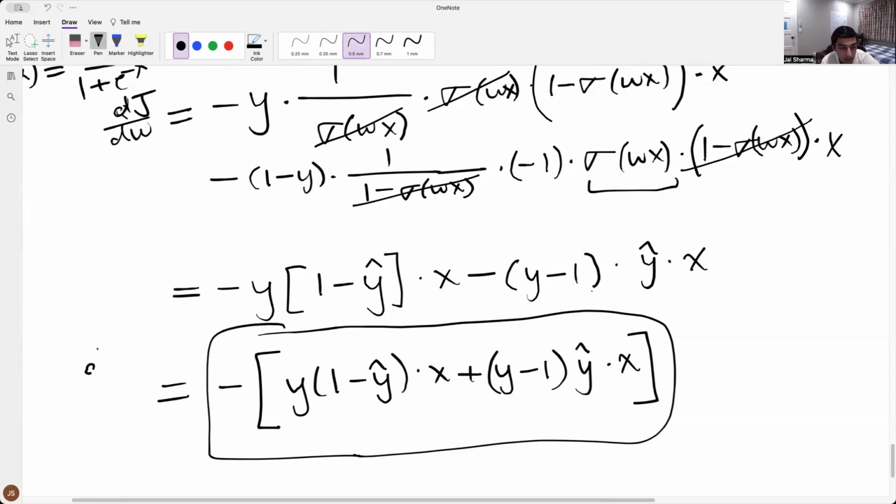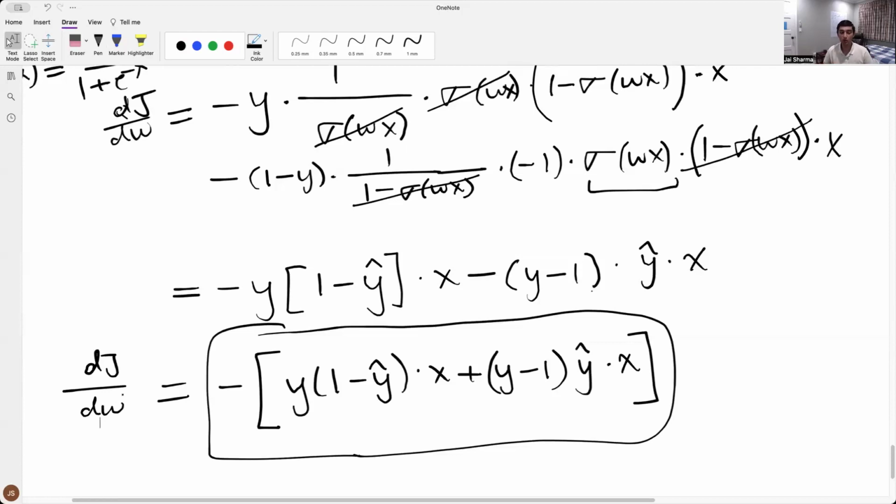And this is dJ/dw. This is the derivative of the cost function, only for one example. We've only used one example from our data set in here, but with respect to w, and that would give you the slope of the cost function with respect to w at that value of w, and it would tell you, should you increase the value of w or should you decrease the value of w?